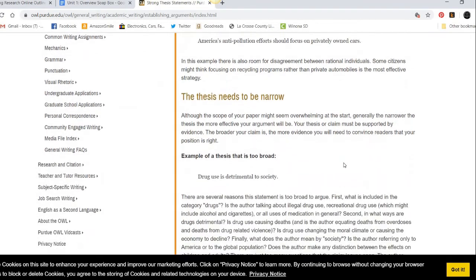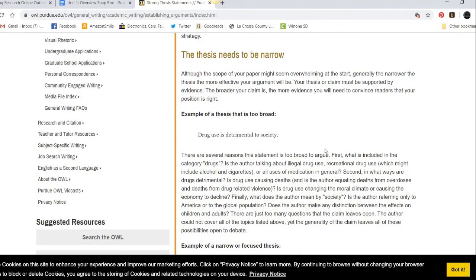A thesis statement needs to be narrow. Drug use is detrimental to society. Why is this too broad, even though it's debatable? Which drugs are we talking about? Is the author talking about illegal drug use, recreational drug use, or all uses of medication in general? Second, in which ways are drugs detrimental?